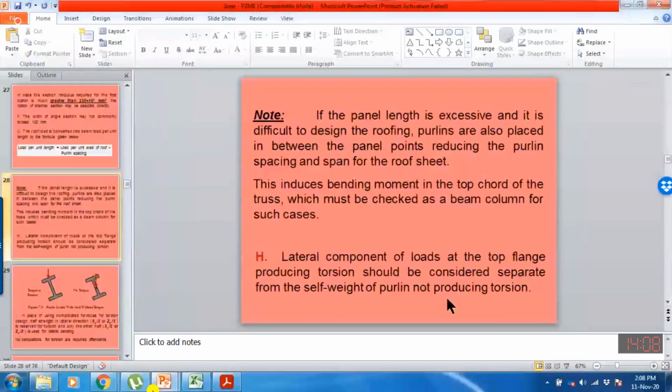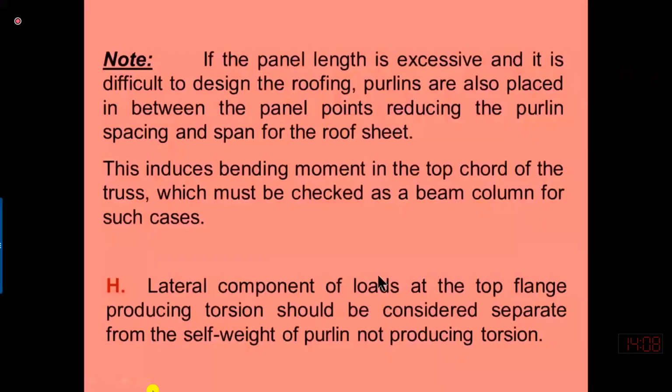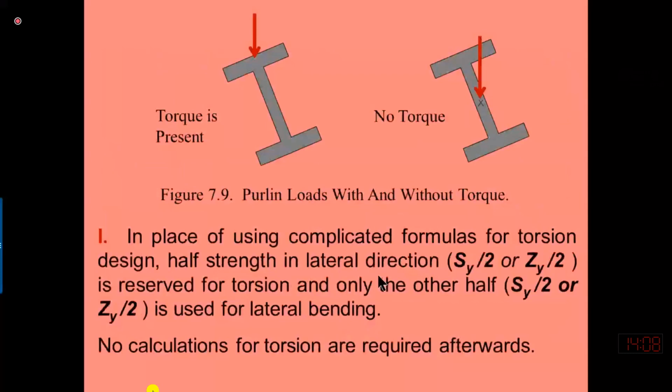So the lateral component of the load at the top flange, which produces torsion, should be considered separately from the self weight of the purlin, which does not produce torsion. Actually, we are having two types of dead load, or two types of applied load.